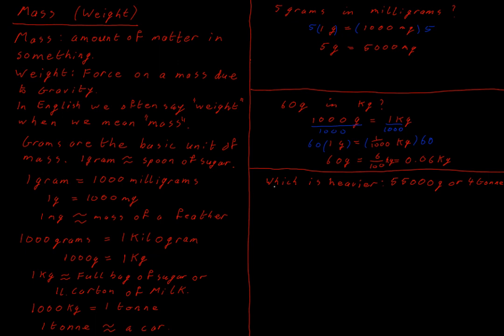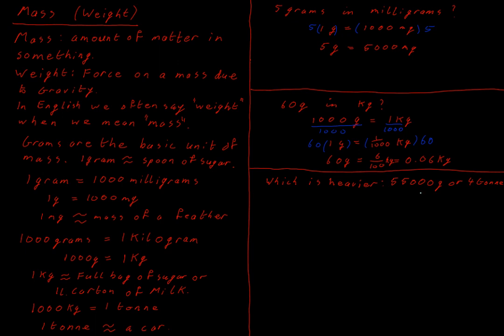Now, last question. Which is heavier? 55,000 grams or 4 tons? Well, at the moment, I can't compare which one is heavier because I haven't got them in the same units. So just like when we'd be comparing fractions or comparing anything, we need to be working in the same units in order to compare something. And this is a universal truth. We have to get the same units in order to compare things.